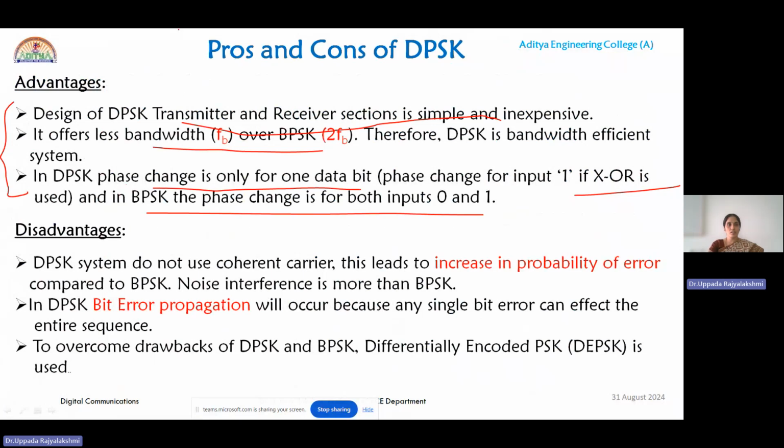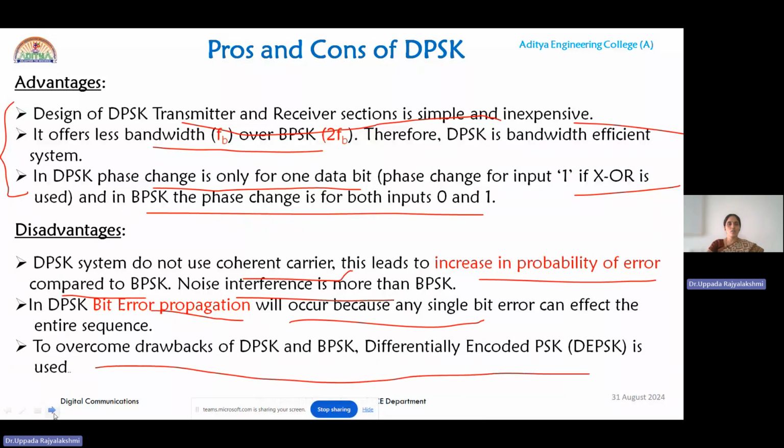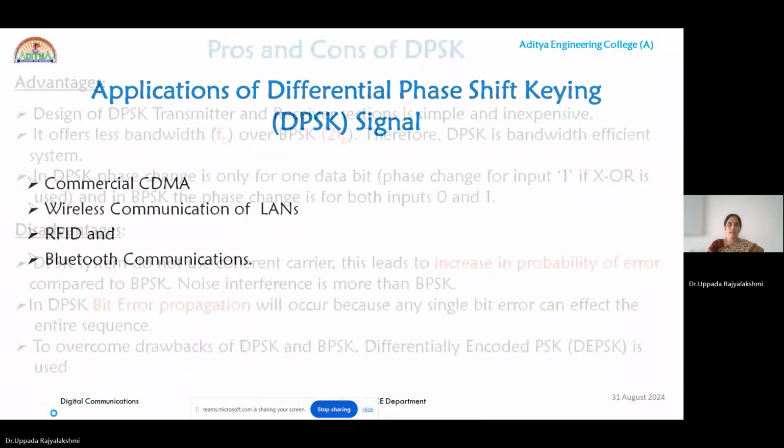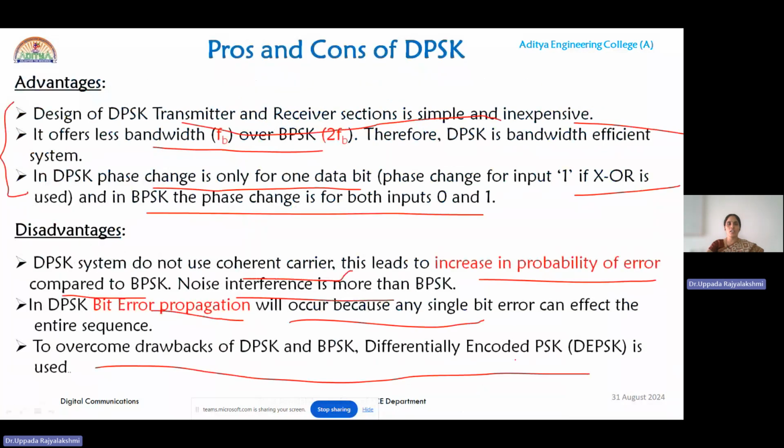Coming to the disadvantages, here we are not using a coherent carrier. Because we are not using synchronous detection, sometimes there is a chance of an increase in the probability of error compared to BPSK. And noise interference is also more. For example, if there is a bit error, then it will propagate to the entire sequence. So that is a drawback of DPSK. In order to overcome the drawbacks of DPSK and BPSK, we can use differentially encoded PSK, which is called DEPSK.